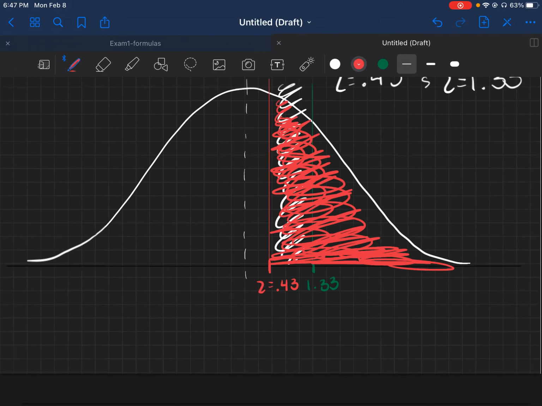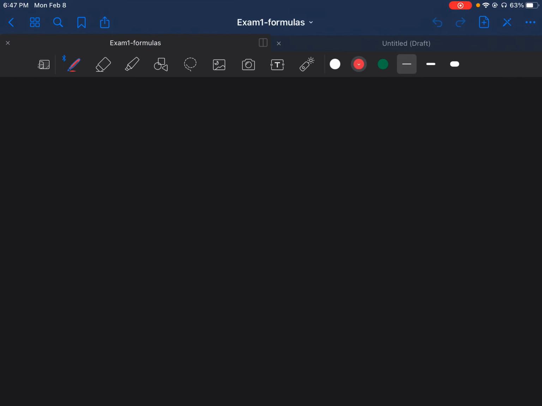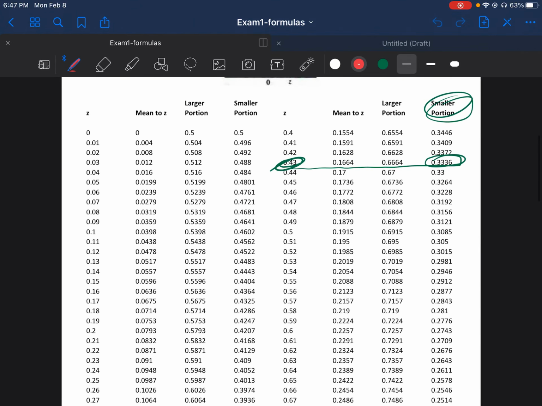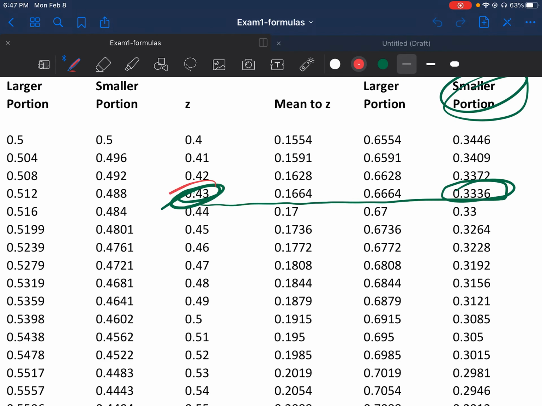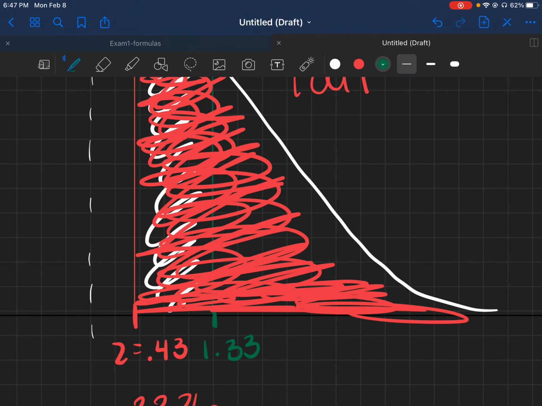0.43. Okay, so even though I said it's a big portion, it is still in the tail, just because it's the smaller portion of the graph as a total. So let's go over to our z table here and look in the tail for 0.43. I actually already have that marked off. And it's 0.3336. So in the red or orange is 0.3336.